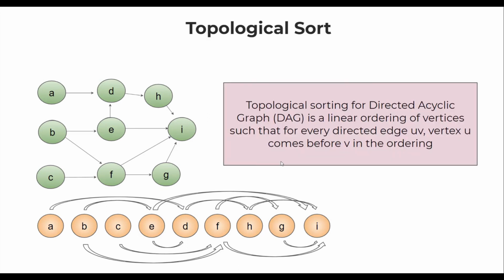Topological sorting for directed acyclic graph is a linear ordering of the vertices such that for every directed edge UV, U always comes before V in the ordering. If you take any directed edge of the graph and name it as U and V, V being on the side of the arrowhead, U should always come before V in the ordering. If you check for each and every directed edge of the graph, this should be the case. Such an ordering is known as topological ordering.